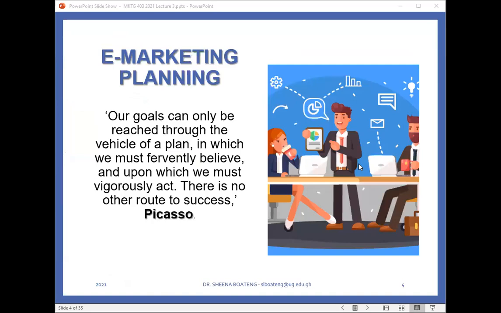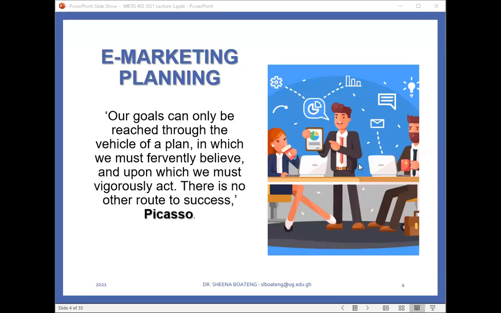Before we start, I'd like us to look at this quote by Picasso that says, "Our goals can only be reached through the vehicle of a plan, in which we must fervently believe and upon which we must vigorously act. There is no other route to success." I take it again. Our goals can only be reached through the vehicle of a plan, in which we must fervently believe and upon which we must vigorously act. There is no other route to success.